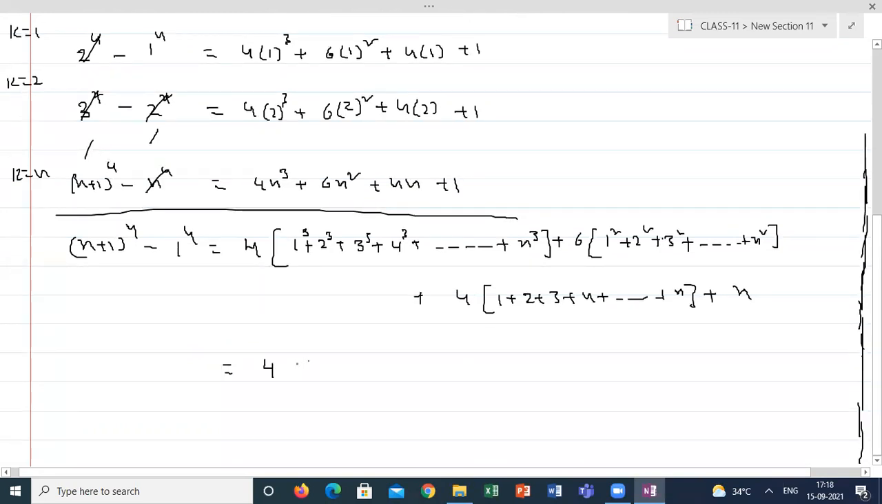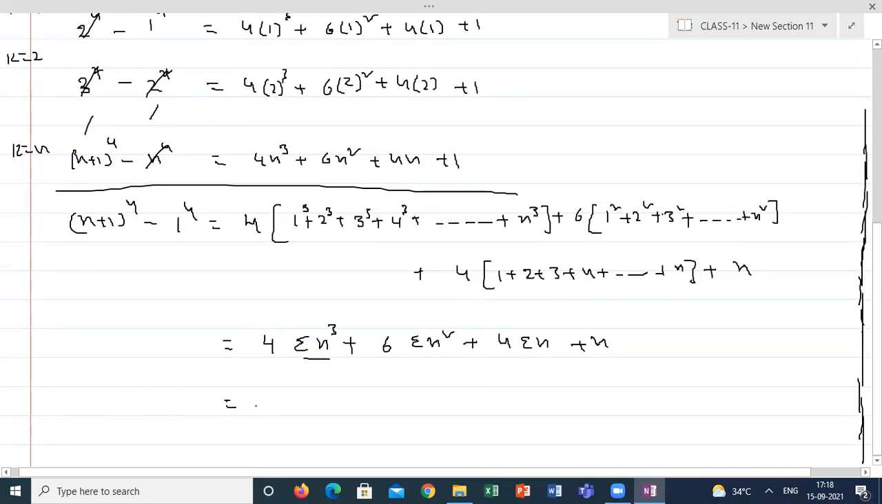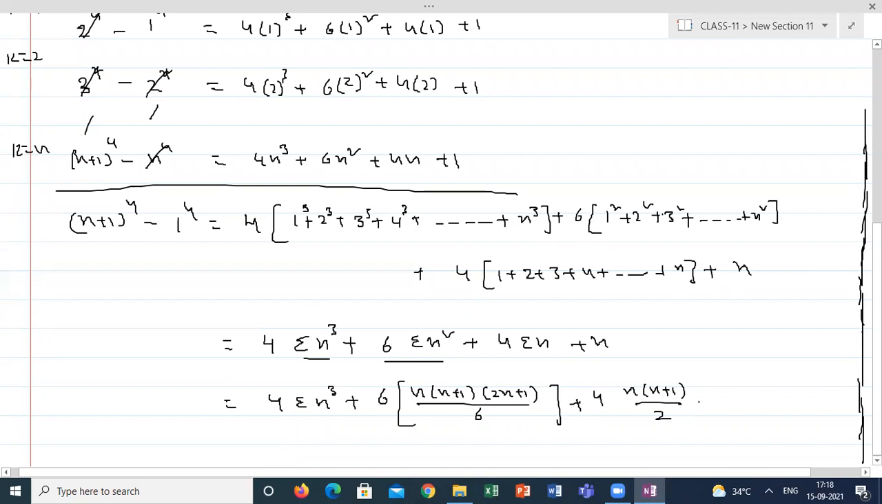This can be written in short form: 4 sigma n cube plus 6 sigma n square plus 4 sigma n plus n. So this will be (n plus 1) whole power 4 minus 1 power 4. So how will we solve this one? I need only the sigma n cube formula, so I have to bring all these things to this side. What is the sigma n square formula? N into (n plus 1) into (2n plus 1) by 6. Sigma n formula is what? N into (n plus 1) by 2, plus n. This is equal to (n plus 1) whole power 4 minus 1 power 4.